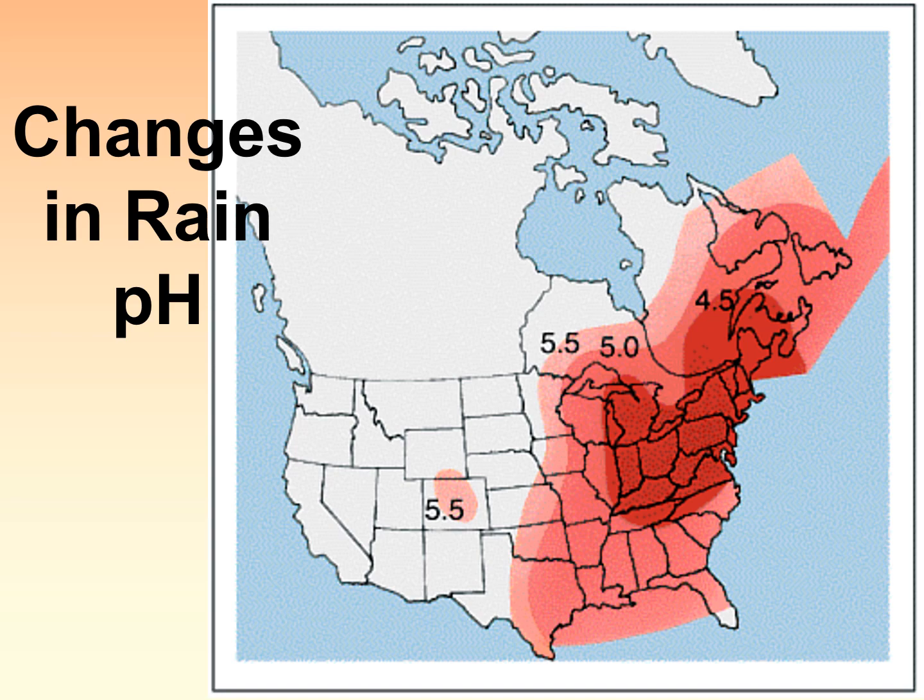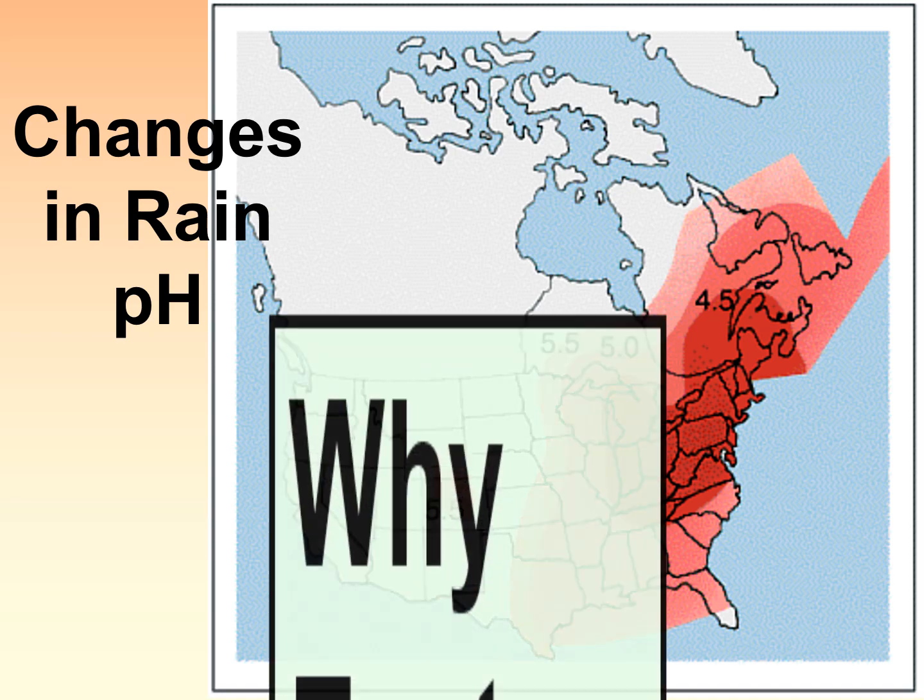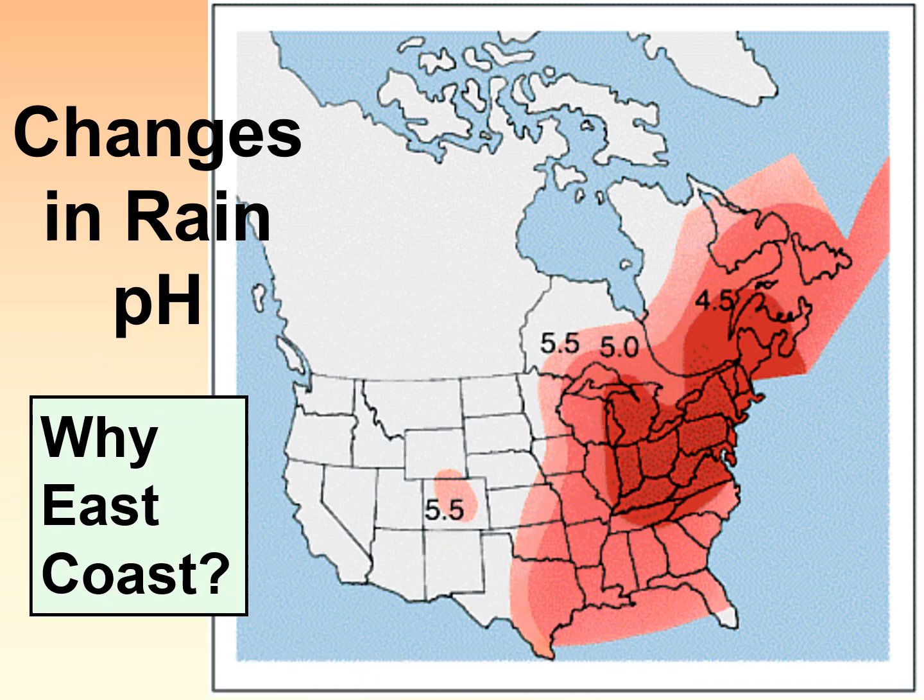And so here's a map of the United States, and you might notice that the East Coast has higher levels of acid deposition than any other place in the United States. So again, ask yourself, why is this occurring on the East Coast?